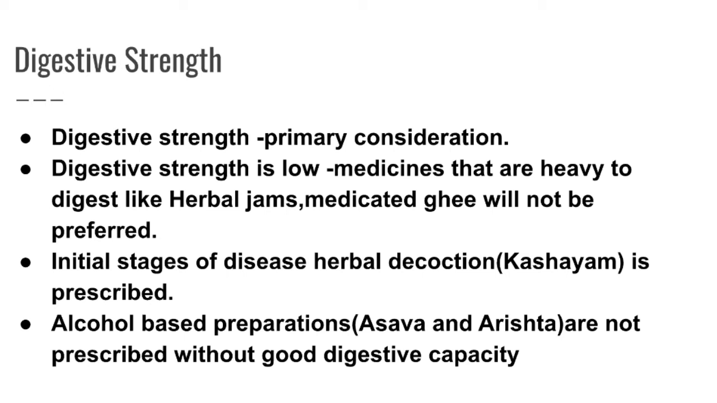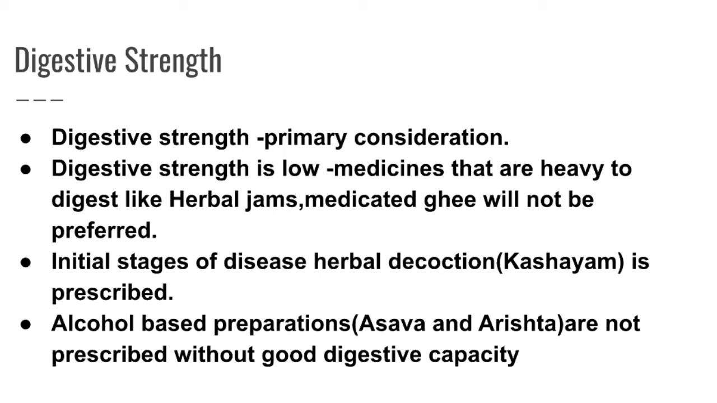So first we will discuss digestive strength. Digestive system strength is the primary consideration. Ayurveda says if your digestive system is good, then you would not have any kind of disease. If your digestive strength is low, then medicines that are heavy to digest, because herbal jams will have a lot of ghee, sugar and all, these ghee, jams and all will not be preferred.